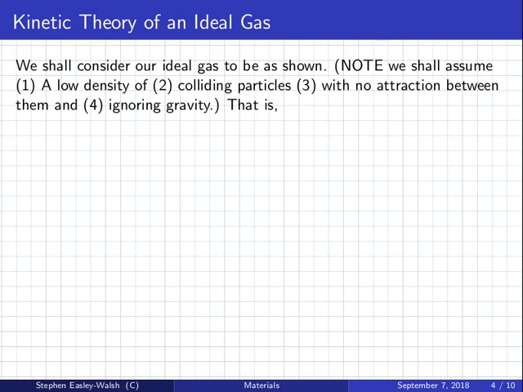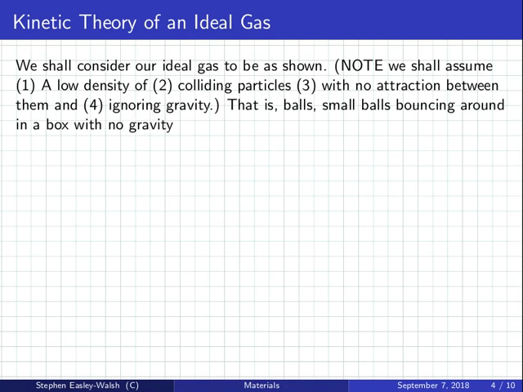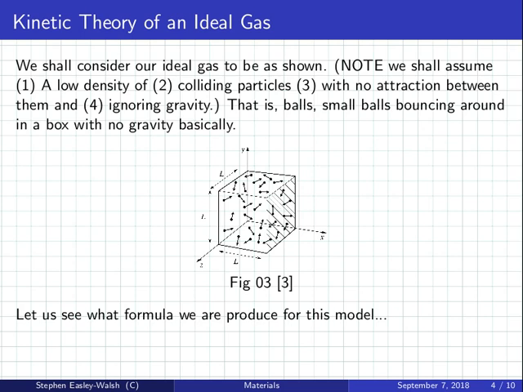It's not like we imagine all the particles fall to the ground. It's as if they're in space. So we imagine the gas as just small balls bouncing around in a box with no gravity, like in the picture here. This is how we picture the gas. So I need you to write down these 4 assumptions and draw this picture.